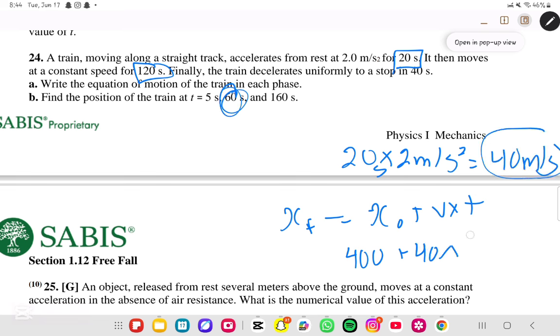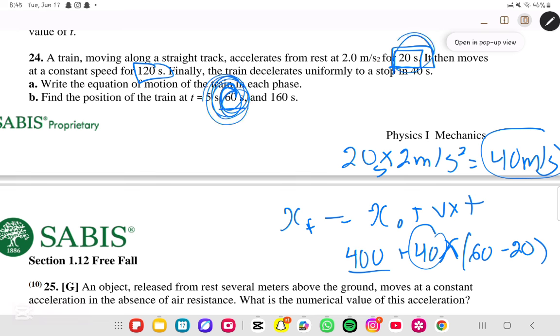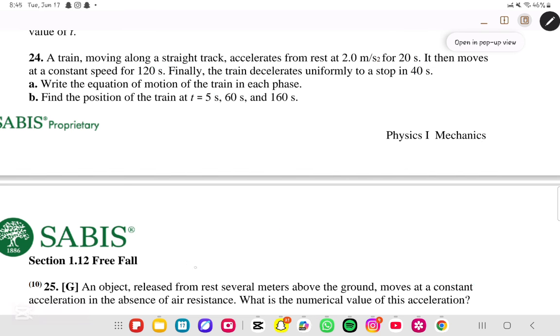What is the time? 60 seconds minus 20. So it's going to be x initial 400 plus velocity 40 times the time. The time is time final, which is 60, minus time initial, which is 20. So 60 minus 20. It's going to be 400 plus 40 times 40, which is 2,000 meters. Okay, so that is 60 seconds done.